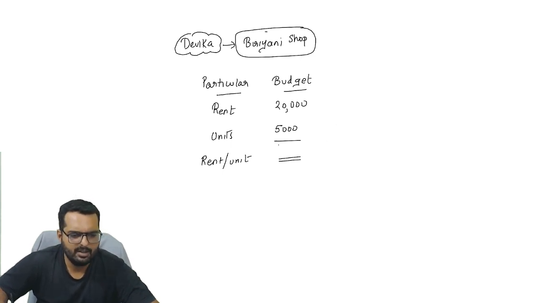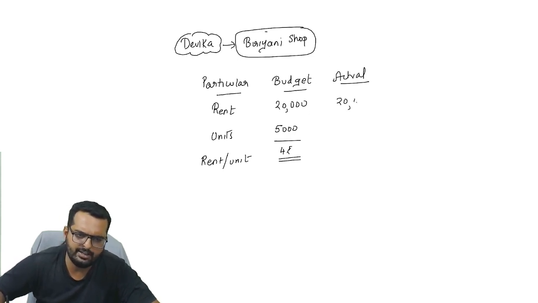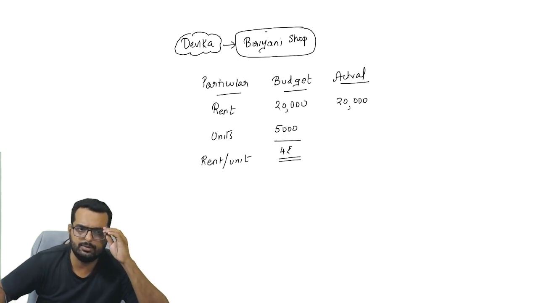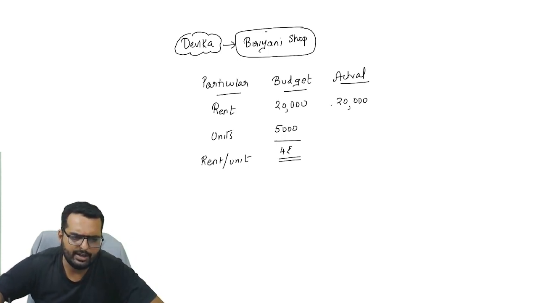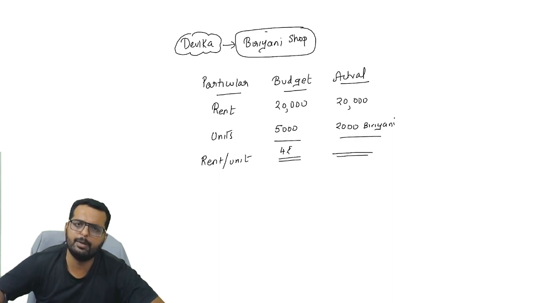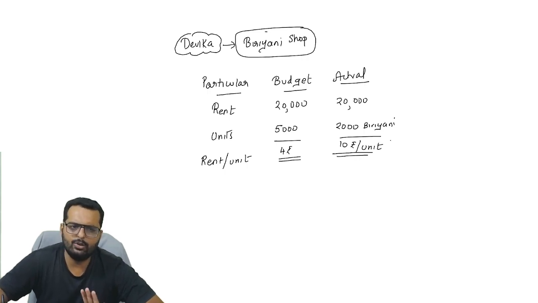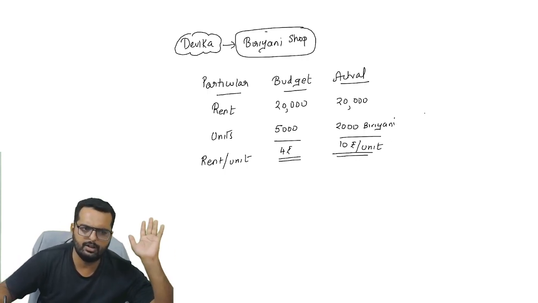4 rupees. It will be 4 rupees. Are you clear so far? Okay. Now, assume actually the rent does not change. It remained at 20,000. But one issue happened. You couldn't make 5,000 biryanis. You could make only, let us say, 2,000 biryanis. Now tell me what is the rent per biryani? 10 rupees. Is it turning out to be 10 rupee per biryani? Are you clear so far, Devika?